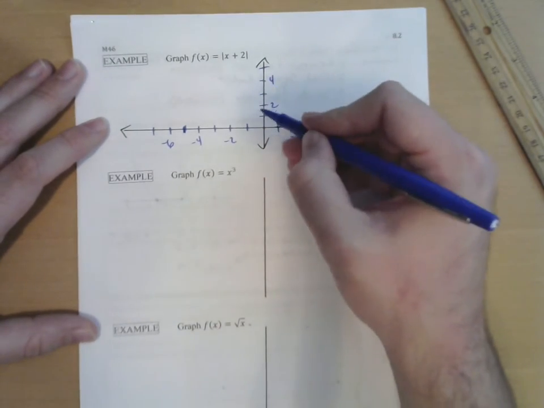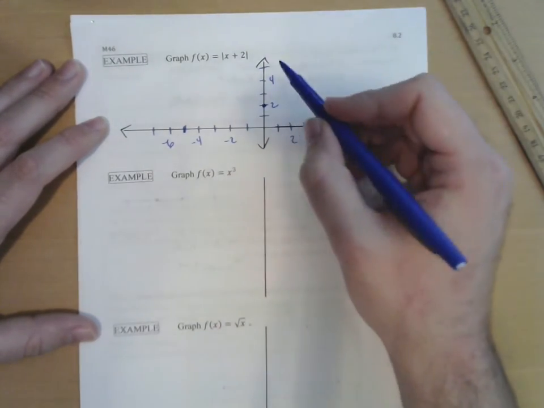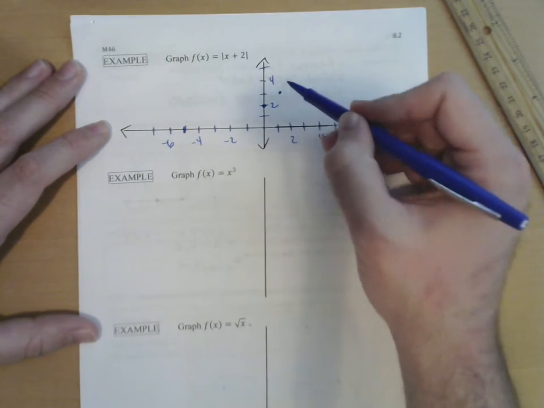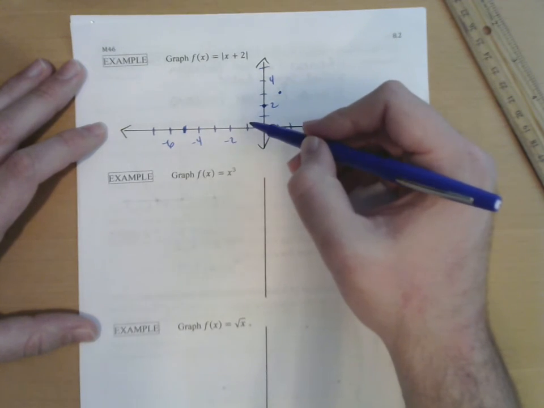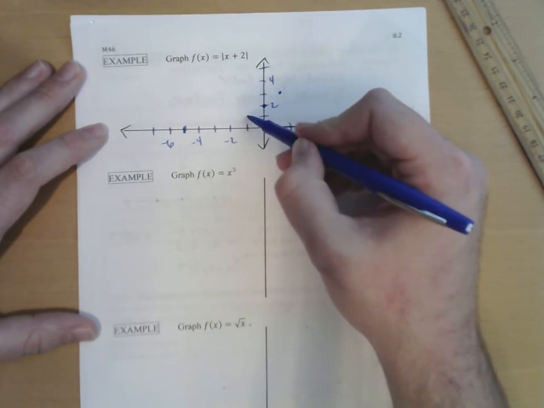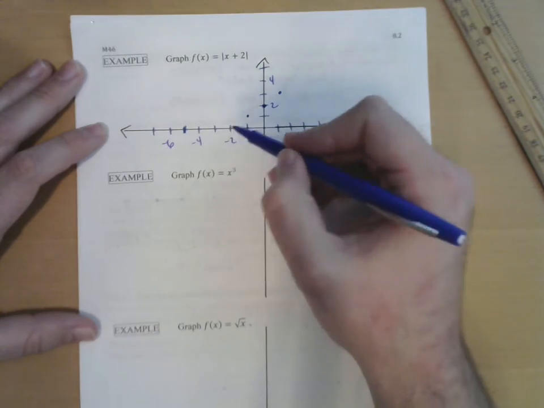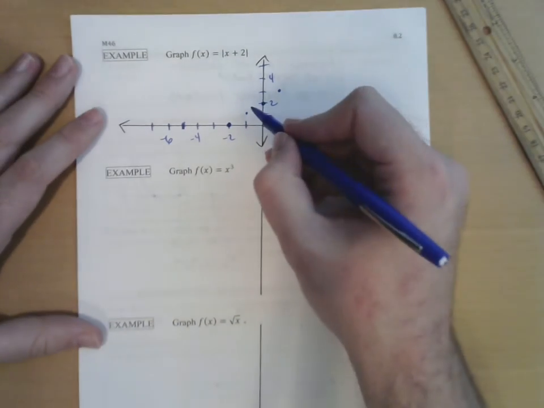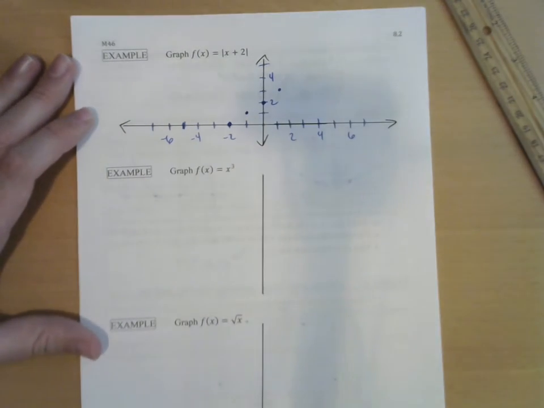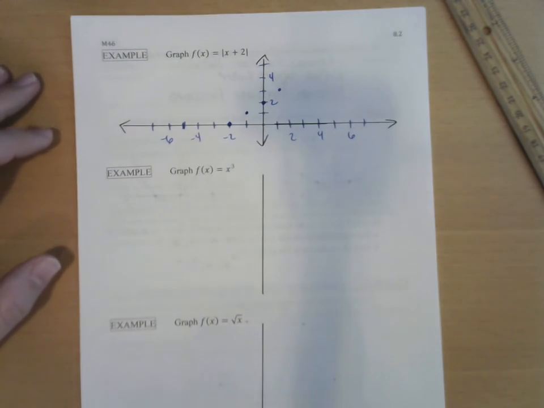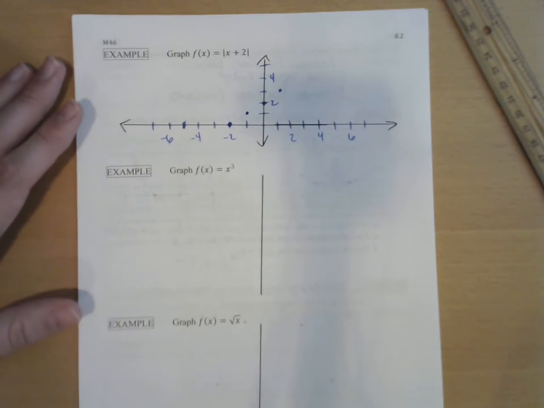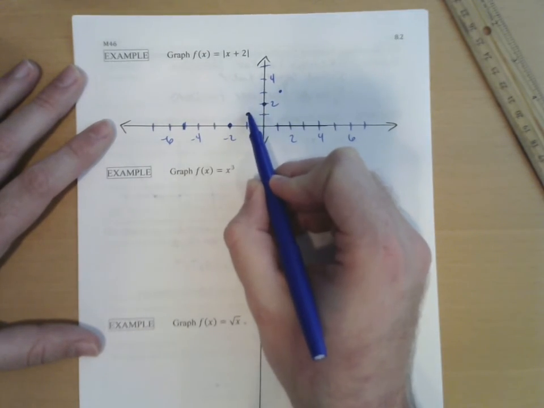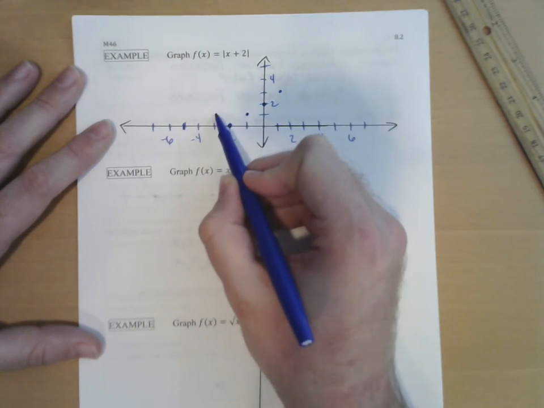If I plug in 0, it's 0, 2. Easy to do. Plug in 1, that's going to be 1, 3. Plug in negative 1. Negative 1 plus 2 is positive 1. Absolute value is still positive 1. Plug in negative 2, we get that 0. And then because this is absolute value, and everything stays positive, remember when we did absolute values back in a previous section, we said that this also mirrors itself. So when I go one further away from this 0, I'm going to match the y value of this point.